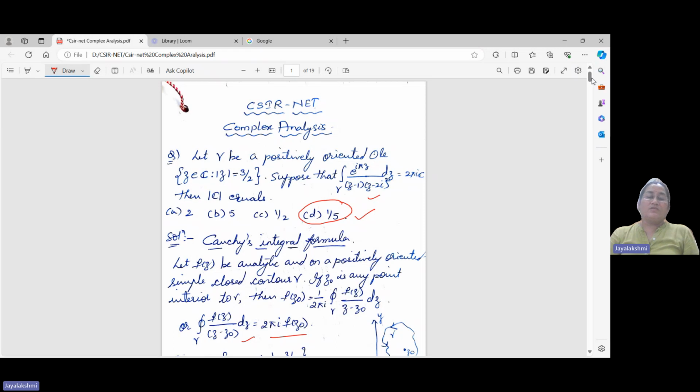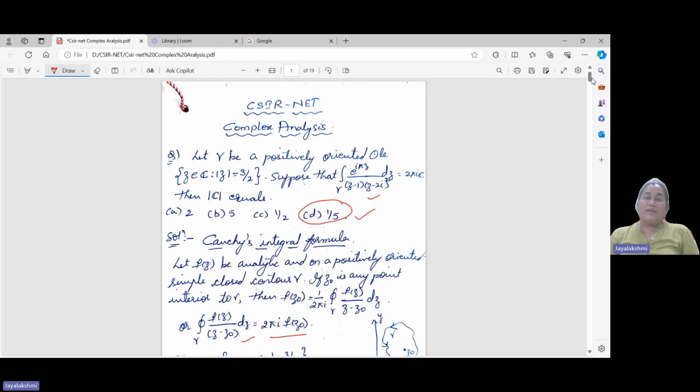Now, when we look at this question, it is completely related to Cauchy's integral formula. Here you can see that it is given by the integral over gamma of e to the power of i pi z by (z minus 1) into (z minus 2i) whole square dz. This is equal to 2 pi over c. And this reminds us of Cauchy's integral formula, so let us try to revise it once again.